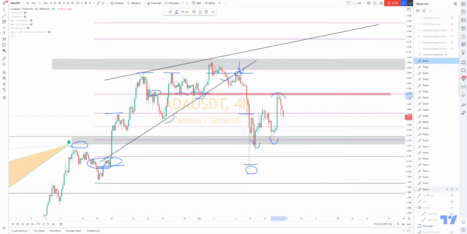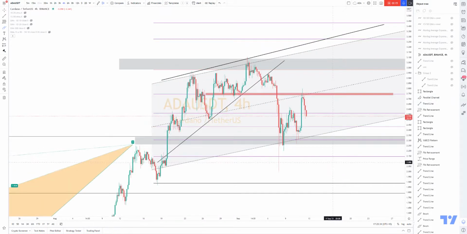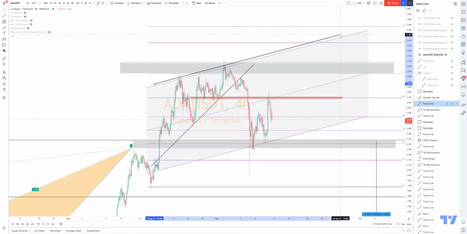So once we have established all that, it makes sense, let's get rid of that. We will talk about one of two structures. This could be an ascending channel. So let's have a look at this ascending channel. The midsection of that channel also turned out to be a strong resistance as well. So that's a bit of confluence there.